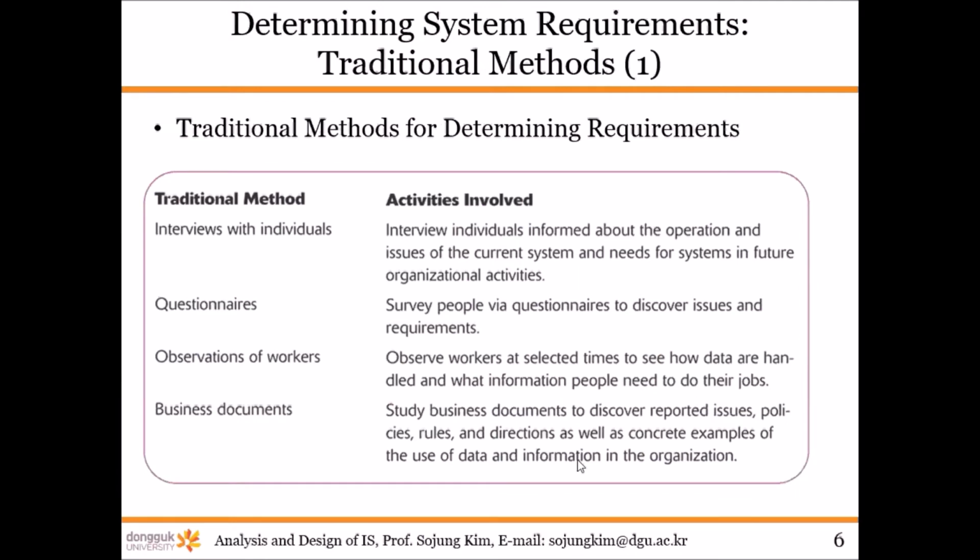Okay, so traditional methods for determining requirements. We can consider these 4 items: interview with individuals, questionnaires, observation of workers, business documents. Interview, I think, is the easiest way to actually understand the requirements of the customers or users. Interviewing individuals informs about the operation and issues of the current system and needs for the systems in the future organization activities. So you can get some information by asking questions to the potential users or existing users, right?